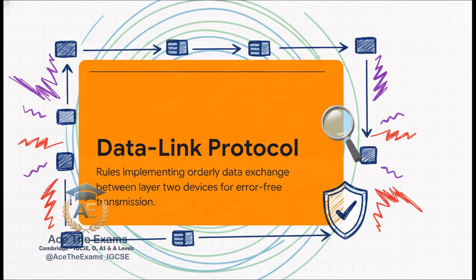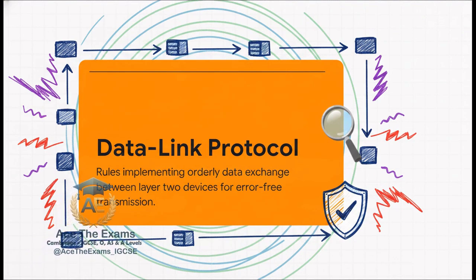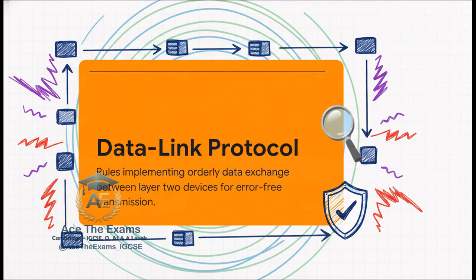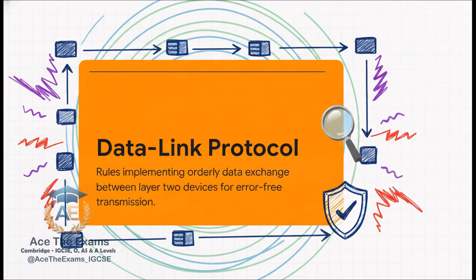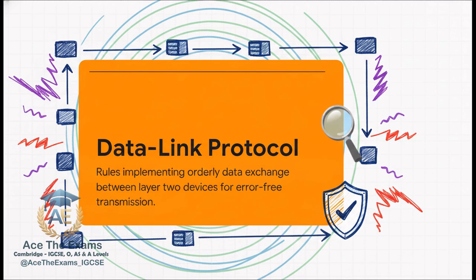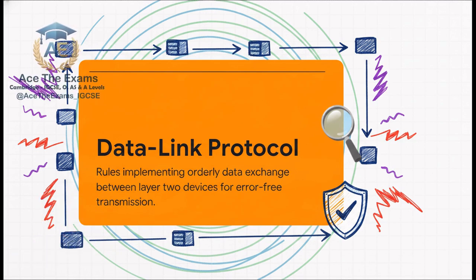Well, because the real physical world is messy. A real physical link suffers from all sorts of issues: electromagnetic noise, interference, weird propagation delays. So we absolutely need a strict set of rules to handle that. And that is exactly what a data link protocol is. It's basically the law of the land governing the orderly exchange of data, making sure that despite all the chaos of the physical world, our data blocks arrive perfectly intact and error-free.